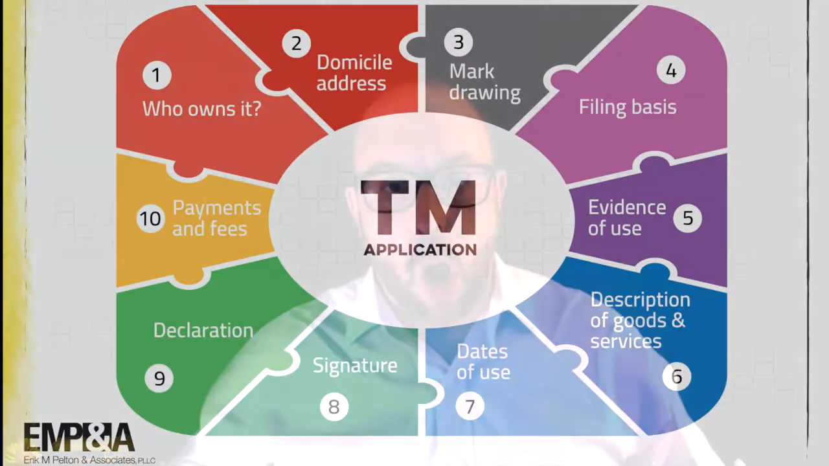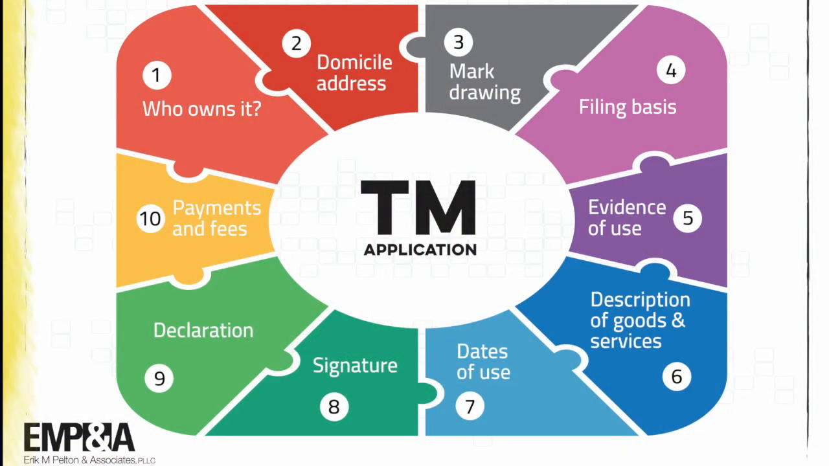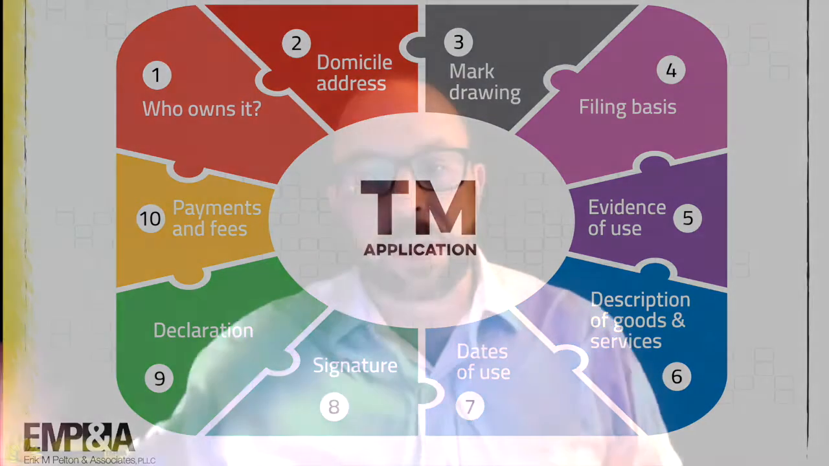The first thing when you go to apply is you have to list who owns it. Well, that's oftentimes a black and white, simple question, but oftentimes it's not. What if there's a business partnership? What if you're a sole proprietor, but you own an LLC or a corporation individually? Do you own the trademark application as a person, or do you want the business to own it? So this question can be quite important and it needs to be right.